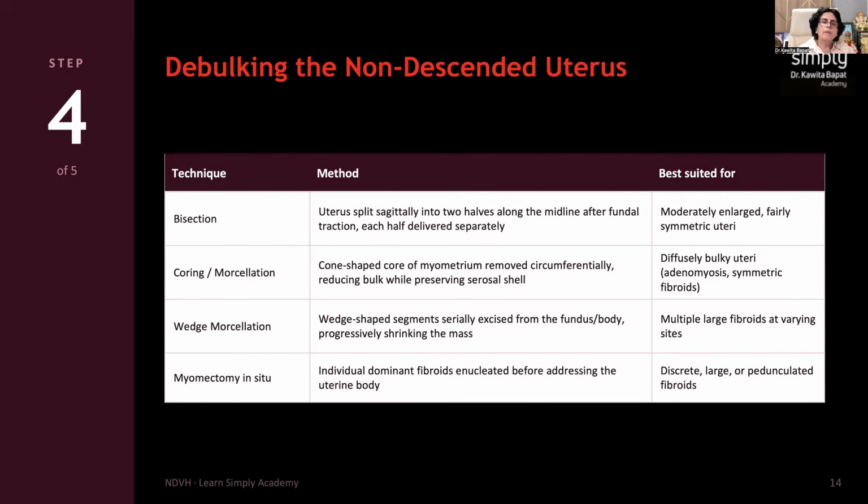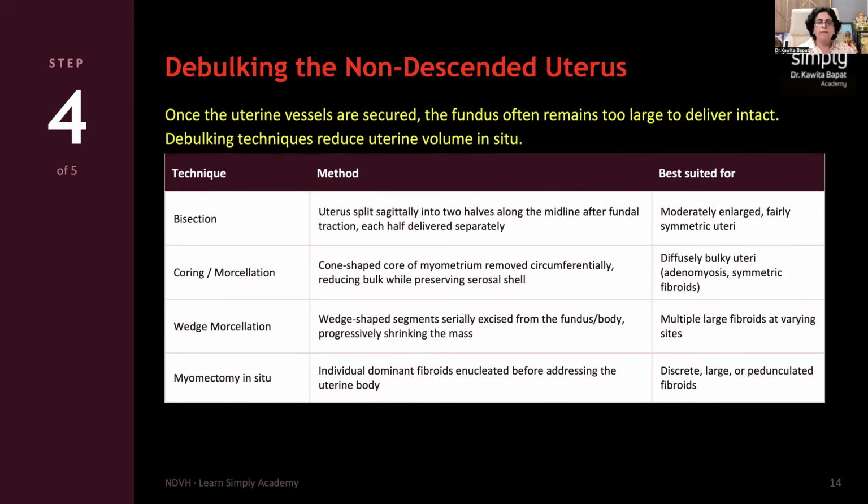Now, if the size of the uterus is big, debulking is one of the things we can do in a non-descended uterus. Once the uterine vessels are secured, the fundus remains too large to deliver in time. So, debulking techniques are there to reduce the volume in situ. These are the techniques. First is bisection. The uterus is split sagittally in the midline into two halves under frontal traction, and each half is delivered separately. It is best suited for a moderately enlarged, fairly symmetric uterus.